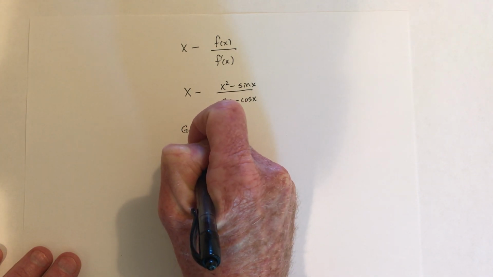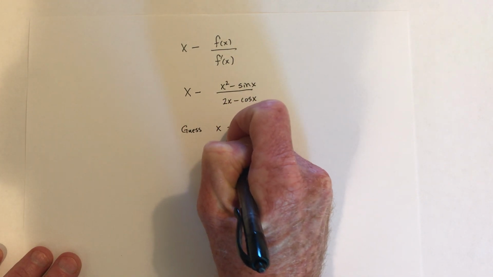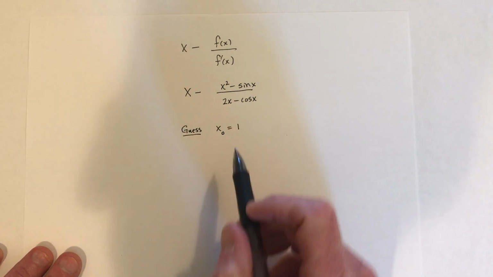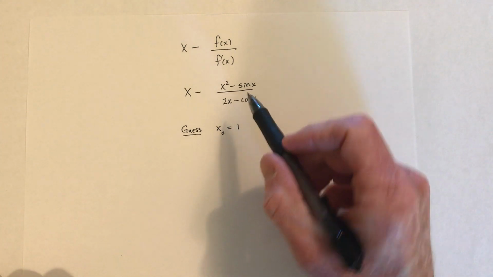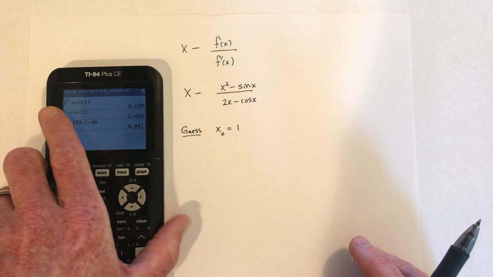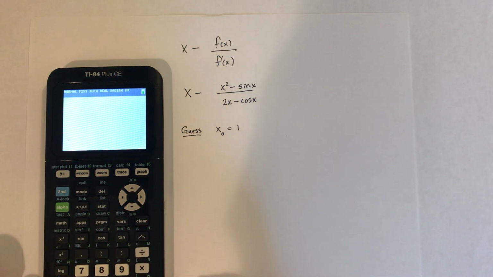Guess that x is equal to 1. And then this is called x naught or x0. So in other words, I've run this number through the formula 0 times. Now, you can actually do this very quickly on a calculator.